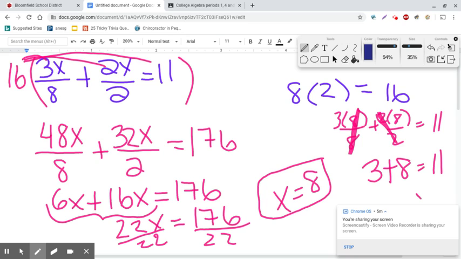Is 3 plus 8 11? Yes, we know it works. So it's just a little quick way. If you really wanted to plug it in, you could check. So pause right now if you would like to copy this example, because we're going to example 3.